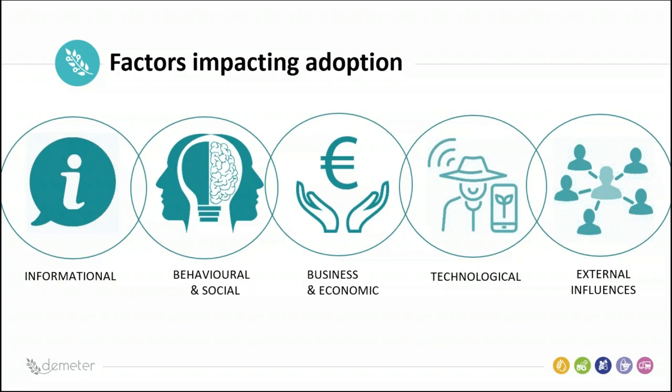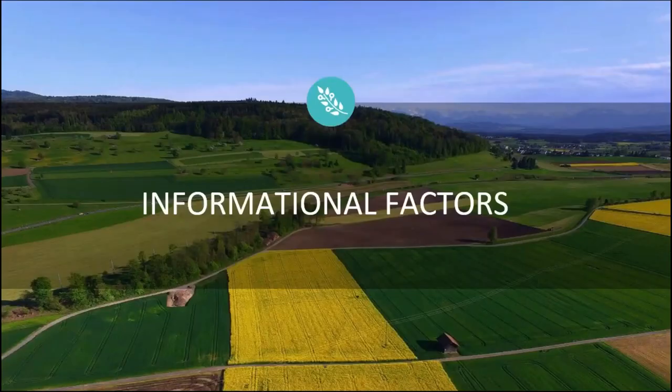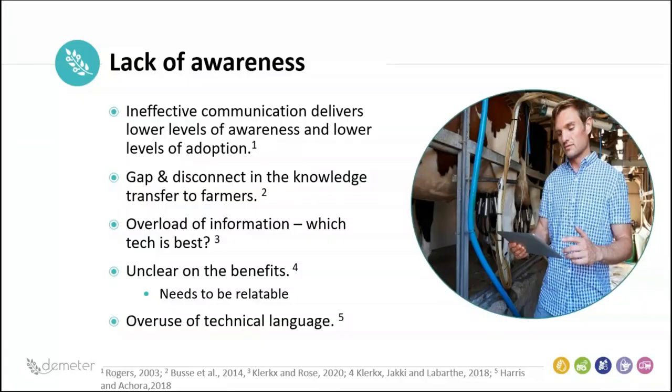So I'm going to look at these in more detail. So we have the informational, the behavioral and social, the business and economic, the technological, and the external influences. Now, there are other factors, of course, influencing adoption, but in the time constraint that we have, these are what I'll focus on today. So moving to the informational factors.